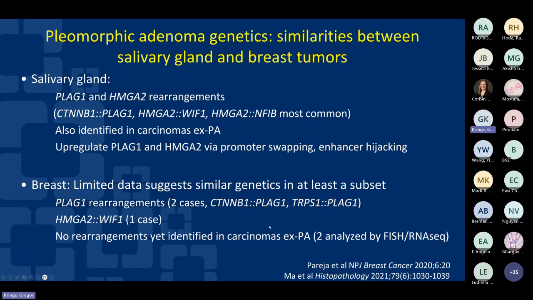And so far, very few carcinomas arising in pleomorphic adenoma have been described in the breast. In terms of molecular analysis, only two of these have been reported, and so far no rearrangements have been identified in those cases.